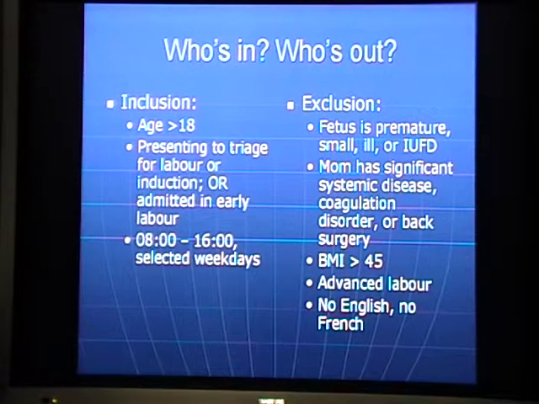And we'd like to see them between the hours of 8 a.m. and 4 p.m. on selected weekdays. And this is based on the availability of our research assistant, which I'll get into a bit more in a coming slide.